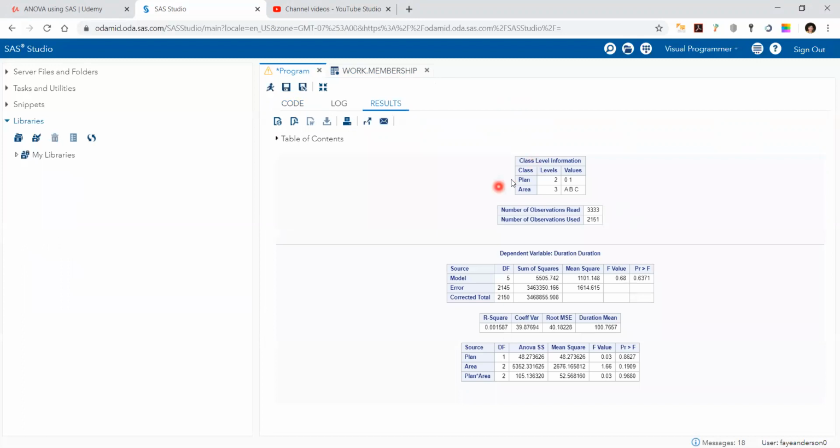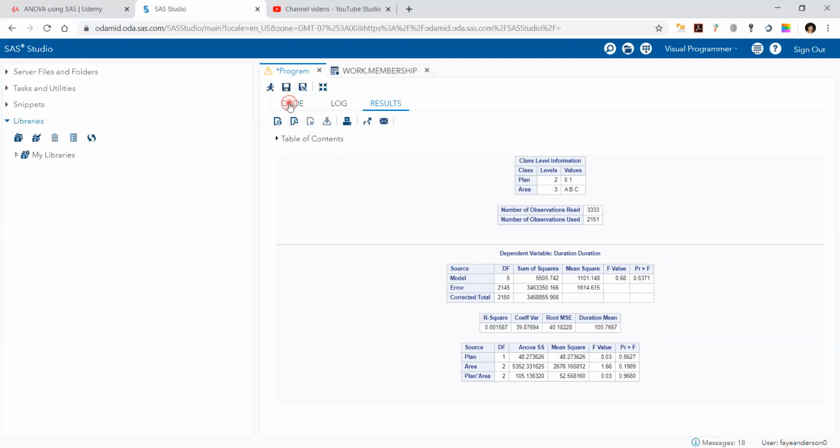And we get these results. The first table shows that the plan has two levels, 0 and 1, and the area has three types, A, B, or C. And then the second table tells us that there were 3,333 records read, but only 2,151 used. And this is the summary, the most important table that assesses the model.